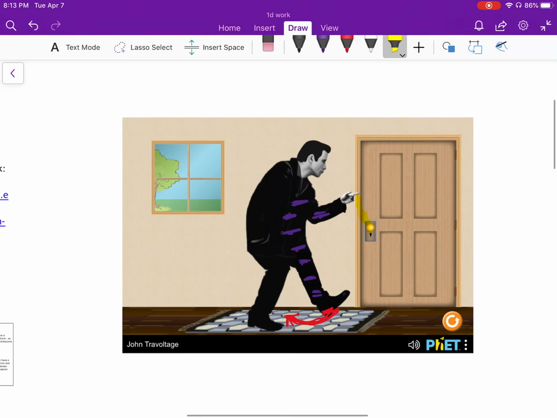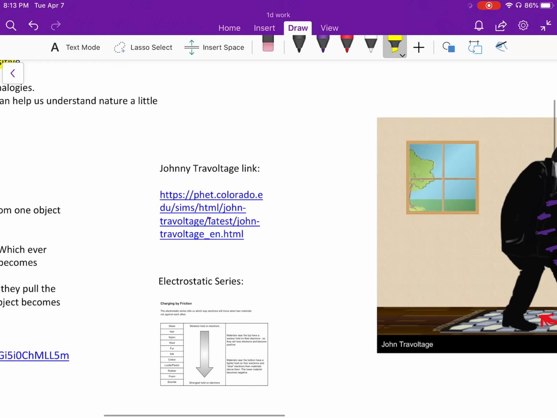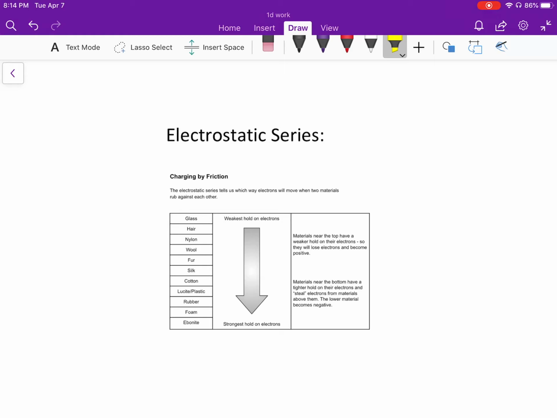The charging by friction part, though, is his foot rubbing on the carpet, and we figure that out based off something called the electrostatic series. Let's say, for example, you're at home and you rub your hair with a plastic comb. The electrostatic series tells us that the plastic holds electrons a little bit tighter than your hair. What that means is that the electrons are going to move out of your hair and into the plastic. Since the plastic gains those electrons, the plastic becomes negative. Since your hair loses those electrons, your hair becomes positive.